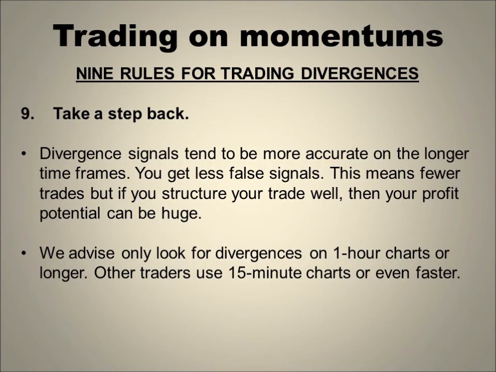So number 9, take a step back. So divergence signals, they tend to be more accurate on the lower time frames. You get less false signals. So this means fewer trades, but if you structure your trade well, then your profit potential can be huge.